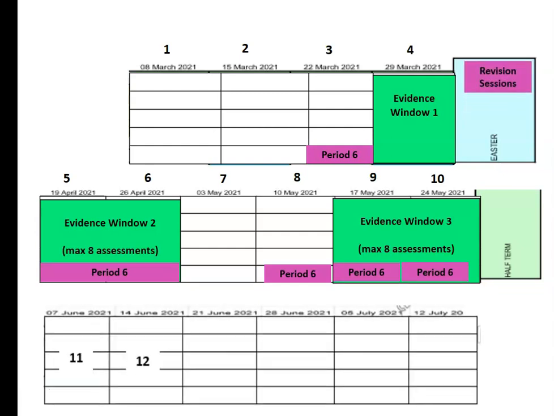Once we have collected all of the evidence, at the end of week 12, we will send the final grades to the exam board, and exam results will be released on the 12th of August.